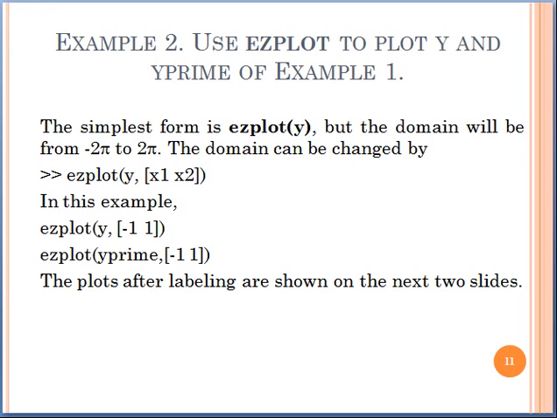Now for example, if you want to change the range from minus 2 pi to 2 pi to any other range, then you have to define it. For example, ezplot y comma minus 1 to 1. Here the range I have changed from minus 1 to 1. Okay.